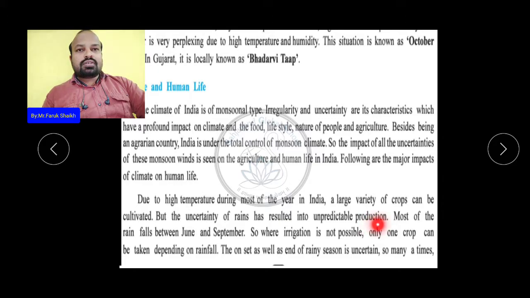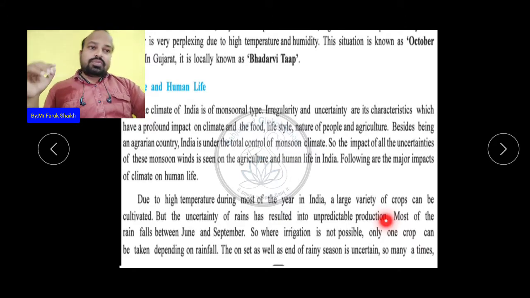Okay, so after they have grown, they dry up. So the farmer cannot get any production. If the crops are completely grown, and after that there is so heavy rain, because of the flood, the whole crop which is completely ripe may also be destroyed. So this is called the uncertainty of the rainfall. That is why there is unpredictable production, that the farmer can't say that this much production I will get this year. They can't say, because of the uncertainty of the rain.